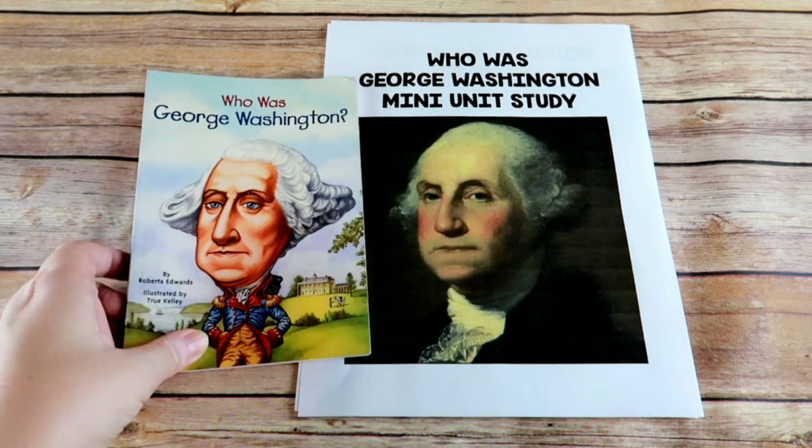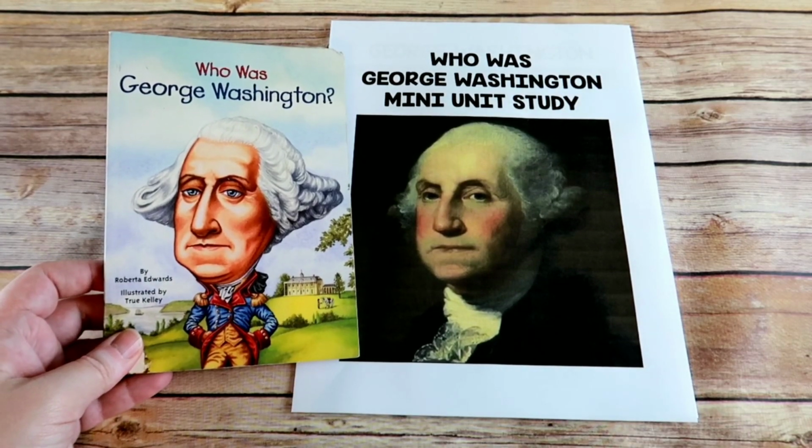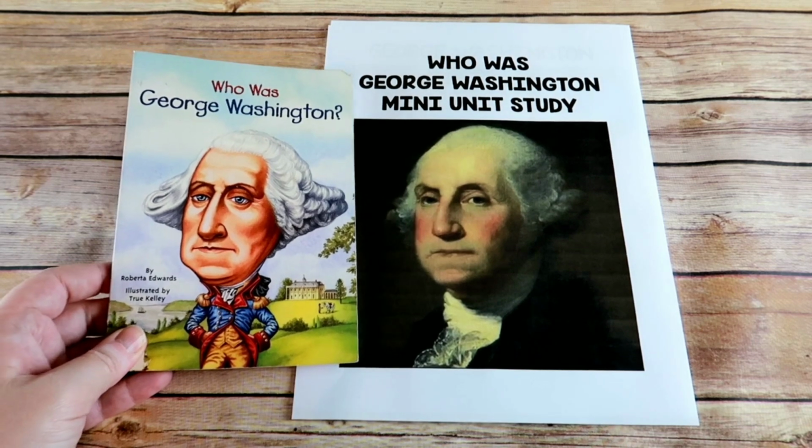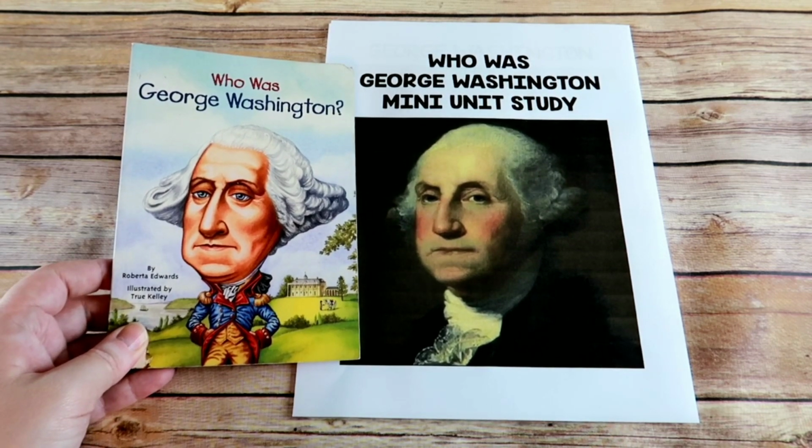Now, the Who Was books are directed for about grade 2nd and up. We started reading them aloud when Emily was about 5 years old. So if you want to read them aloud, they're great for about 5 and up. If you want your children to read them independently, they're great for about 8 and up.